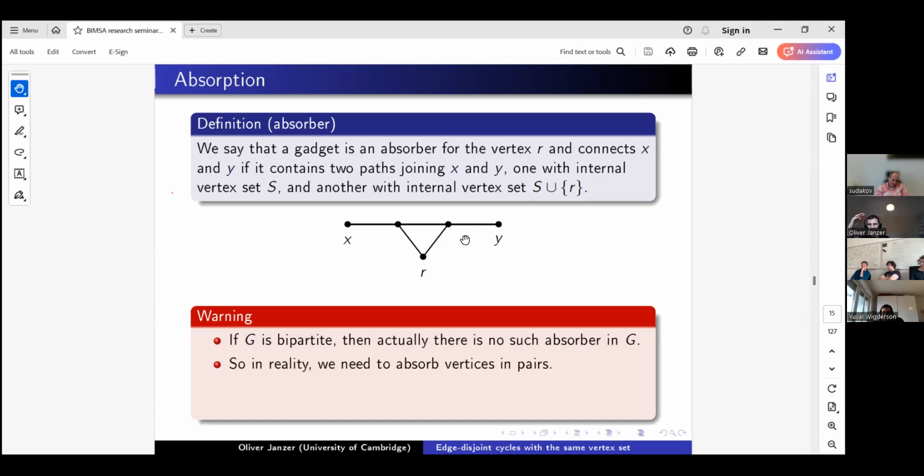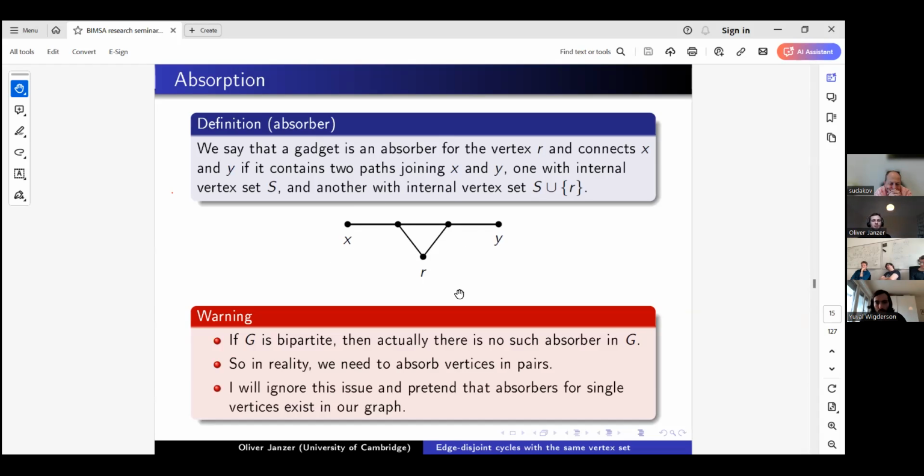So the way I define absorber is not the absorber we'll use, and certainly the gadget will not look like that 5-vertex gadget in this picture. But to make the proof easier to follow, I'll just ignore this issue, and I'll pretend that absorbers for single vertices exist in our graph.